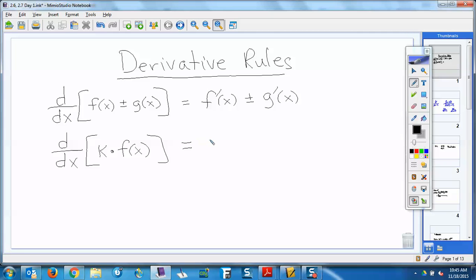So this rule just says if you have a constant outside of a function, then to do the derivative, you simply keep the constant out there and then do the derivative of whatever the function is that comes after. So if there's a constant outside of a function, just let it hang out there and do the derivative.